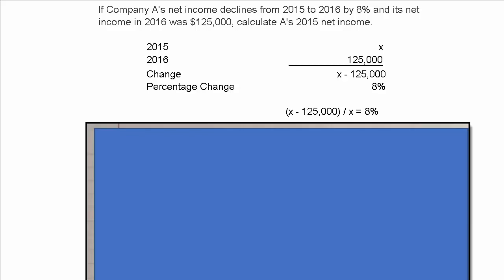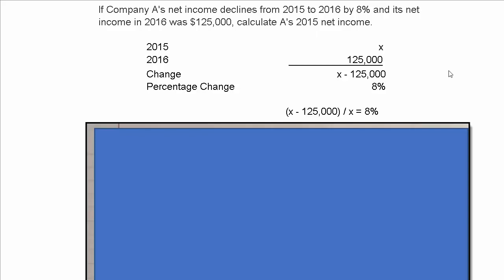Okay, let's explore this question. You see the question right here. It says if Company A's net income declines from 2015 to 2016 by 8%, and its net income in 2016 was $125,000, calculate A's 2015 net income.